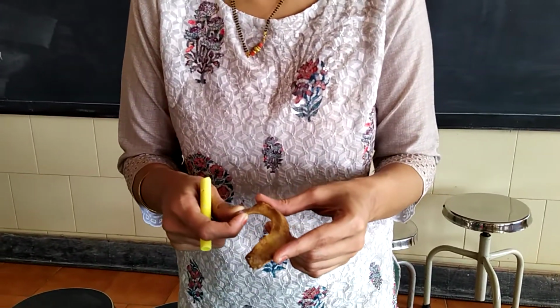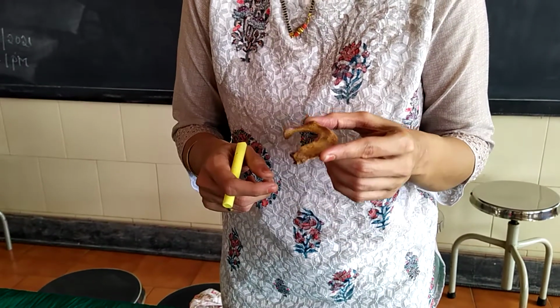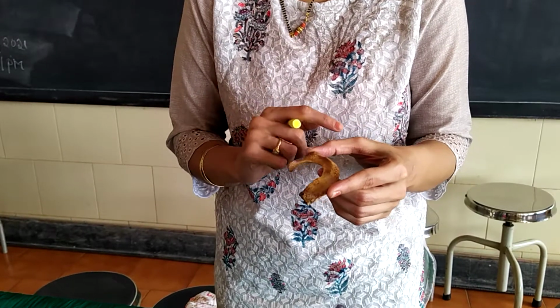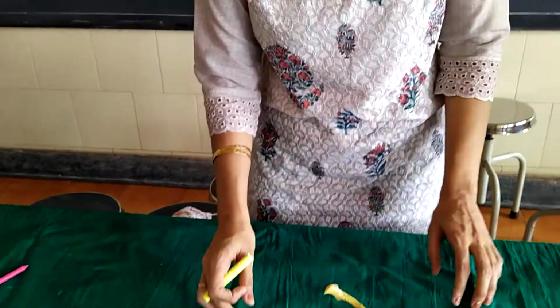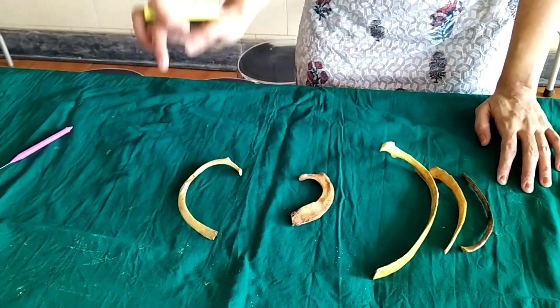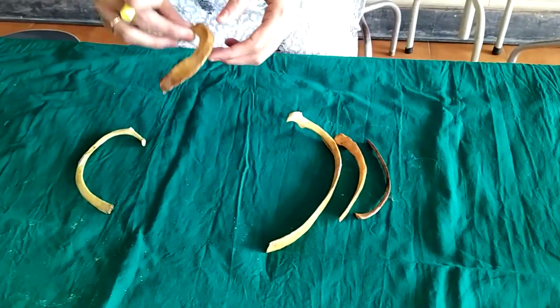In today's video, we'll discuss the atypical ribs. Atypical ribs are the 1st, 2nd, 10th, 11th and 12th. So here you can see this is the first rib, this is the 2nd, 10th, 11th and 12th ribs.